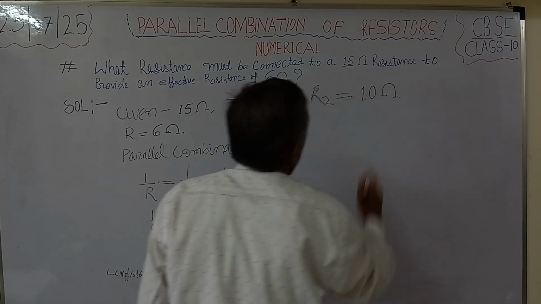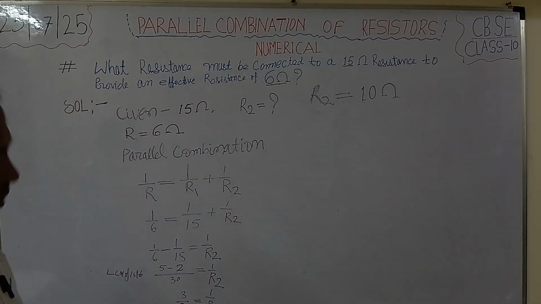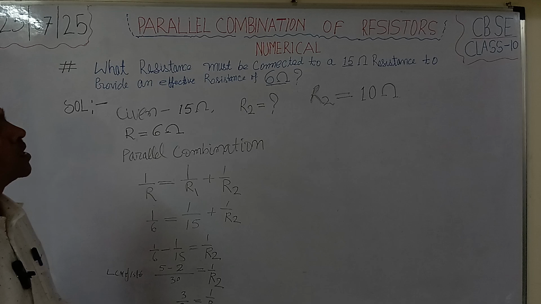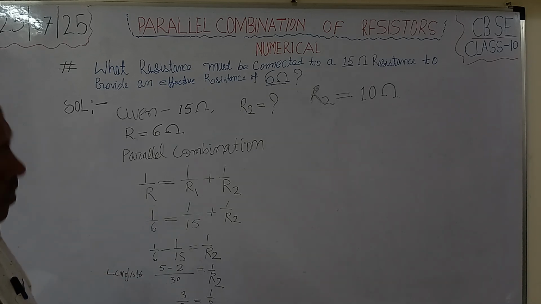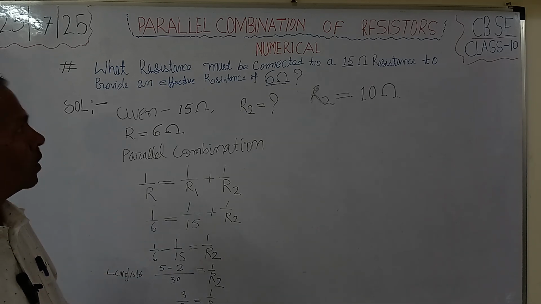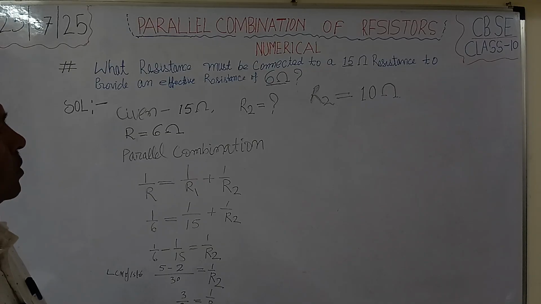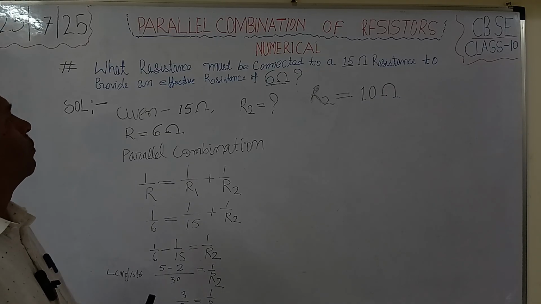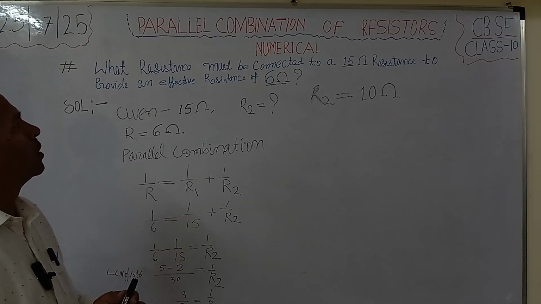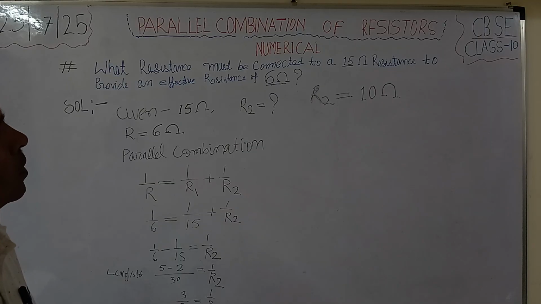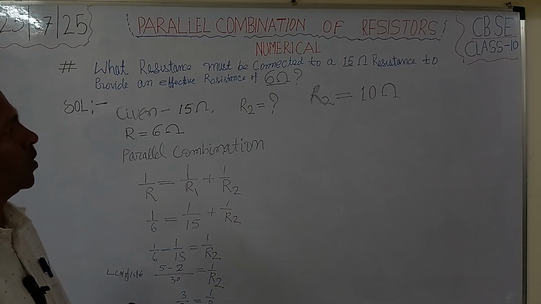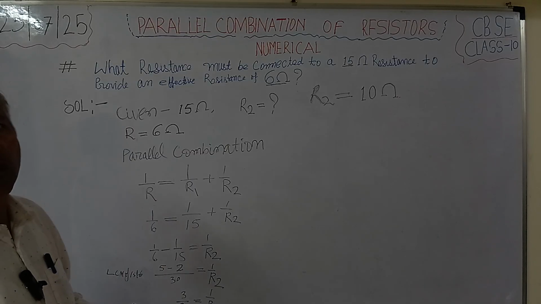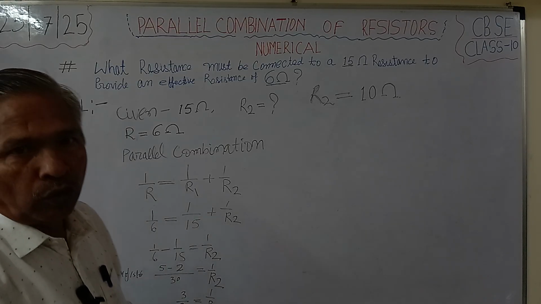So now this becomes our answer. Whenever the given resistance is more than the effective resistance, then we will use the parallel circuit. So in this way we have solved this question and we have got the answer. R2 means resistance 2 which must be connected in the circuit in parallel to have effective resistance of 6 ohm.